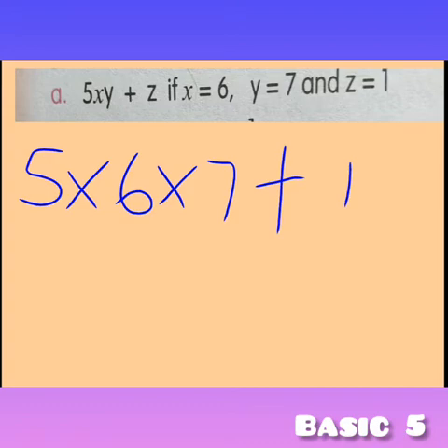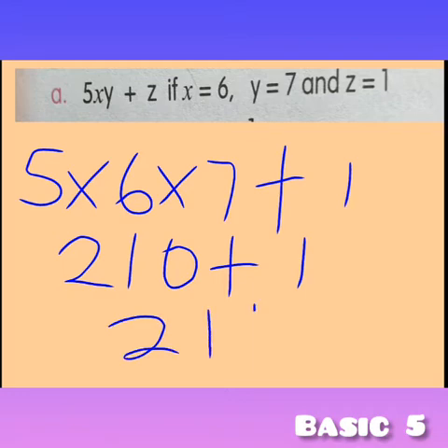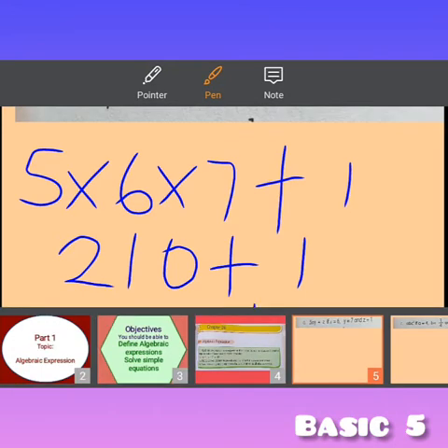So we multiply. 5 times 6 is 30. 30 times 7 is 210, plus 1. Final answer, 211. We have gotten the answer by substituting the values of the variables. We substituted the values of the variables and we got 211 as our final answer.